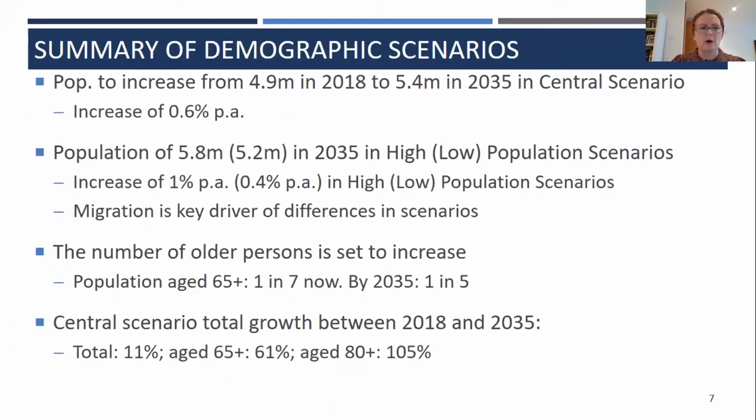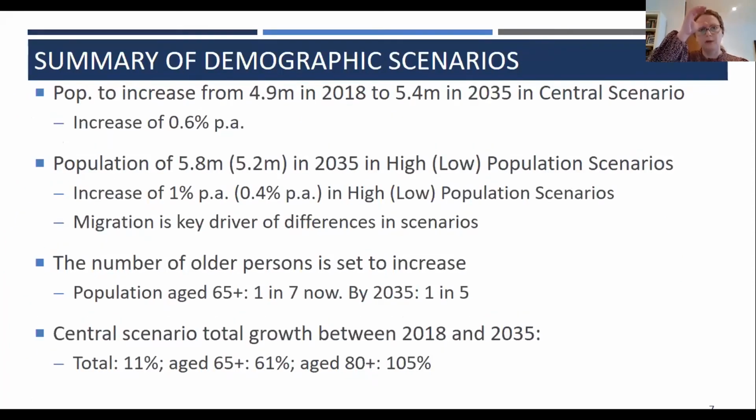So in terms of overall population increases and growth, the population is set to increase from 4.9 million in 2018 in our central scenario to 5.4 million by 2035. And this corresponds to annual growth of around 0.6% per annum. In the high population scenario, it reaches 5.8 million by 2035. That's growth of around 1% per annum.